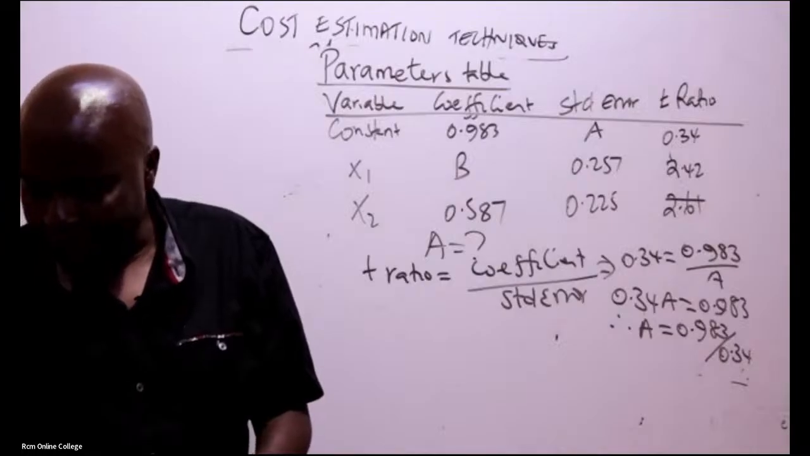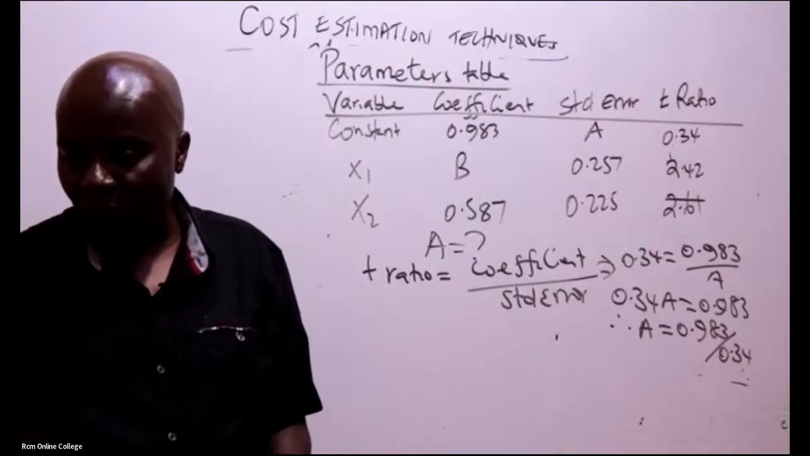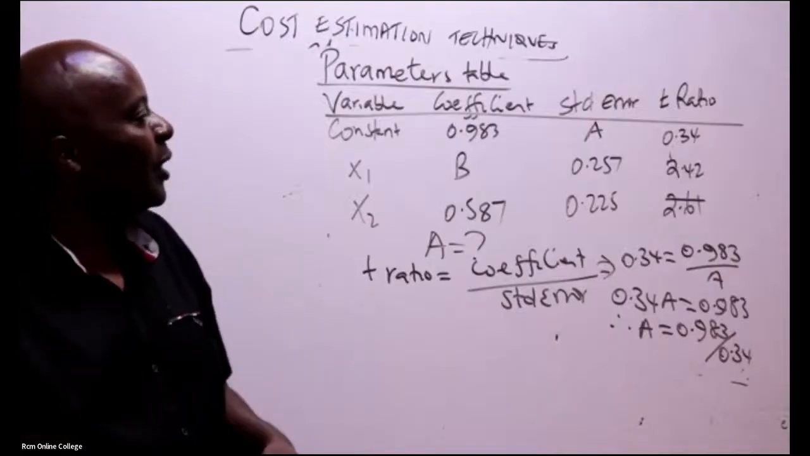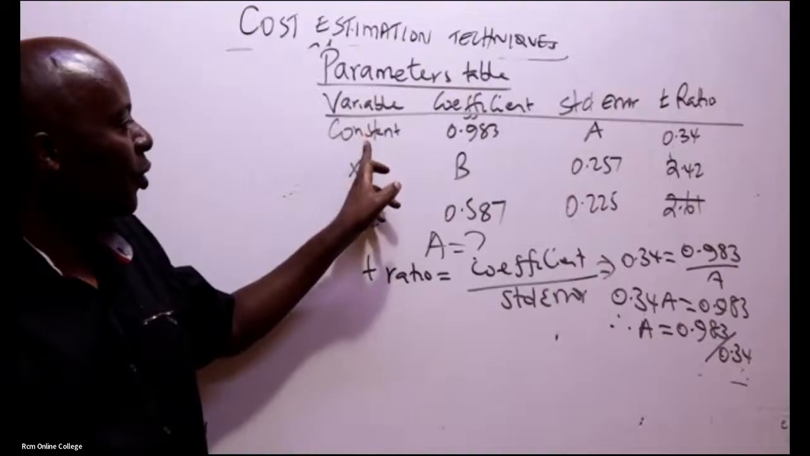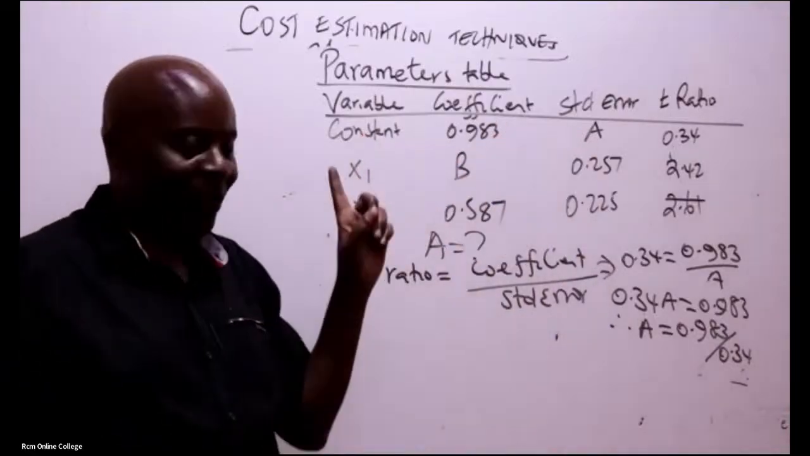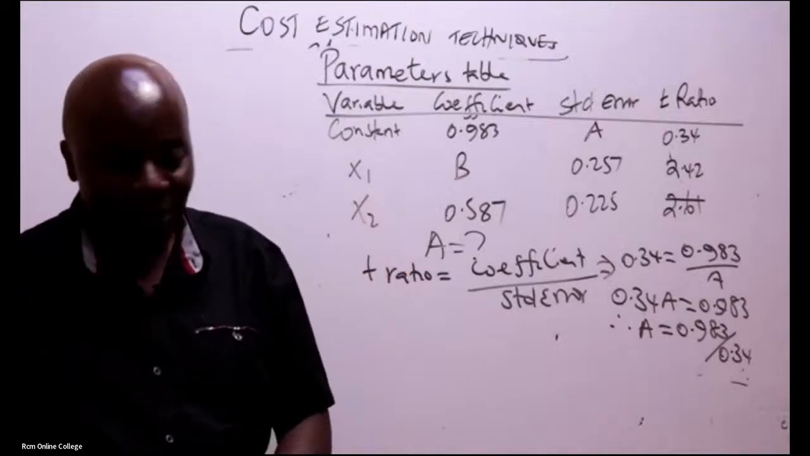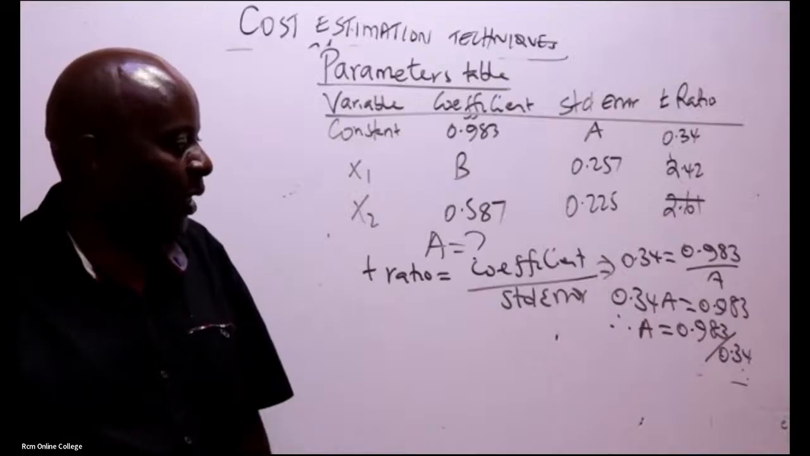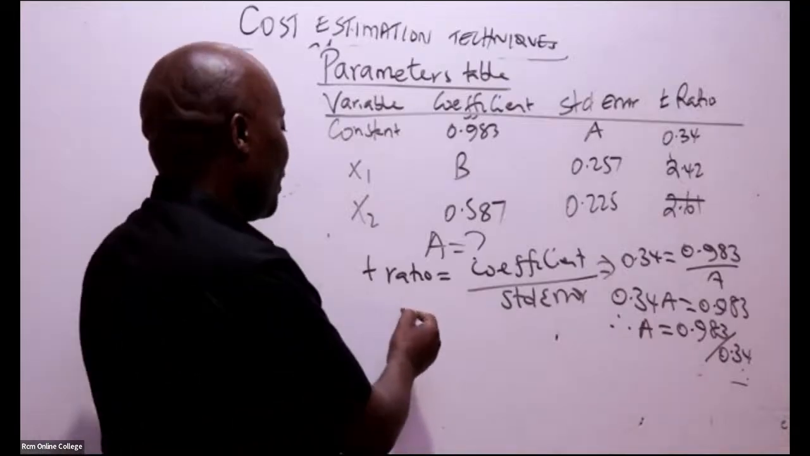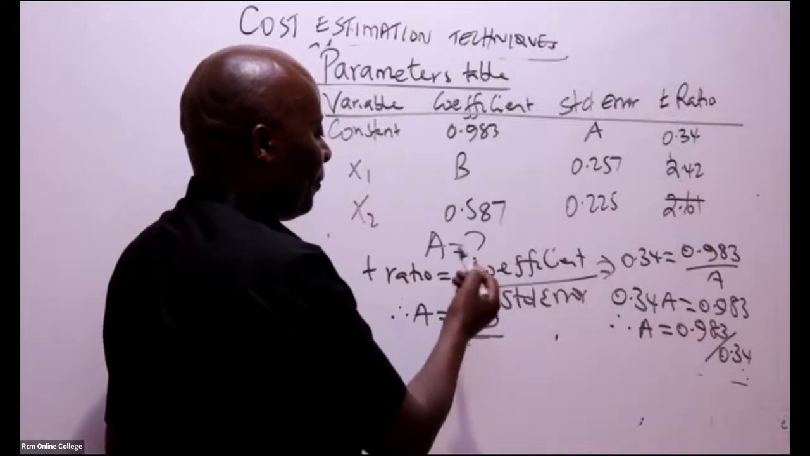Thank you so much, Robert. Every independent variable shall have its own T ratio. Even constants that we have, like this constant, has its own T ratio. X1 has its own T ratio. X2 has its own T ratio. That's a very good question. So they're telling me that, Mwalimu, A is 2.89. Therefore A is 2.89.